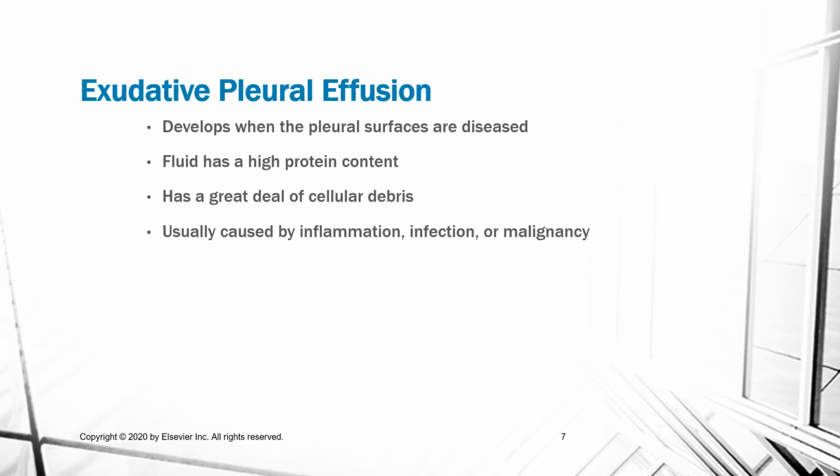In contrast to a transudate, an exudate develops when the pleural surfaces are diseased. The fluid has a high protein content and a great deal of cellular debris. Exudate is usually caused by inflammation, infection, or malignancy.